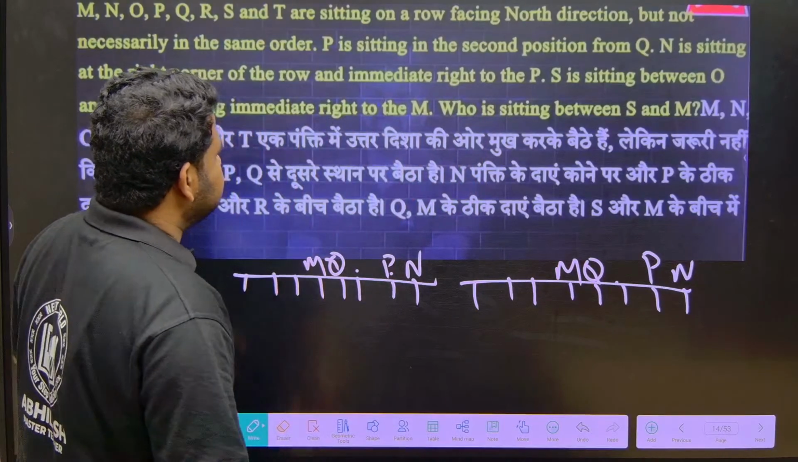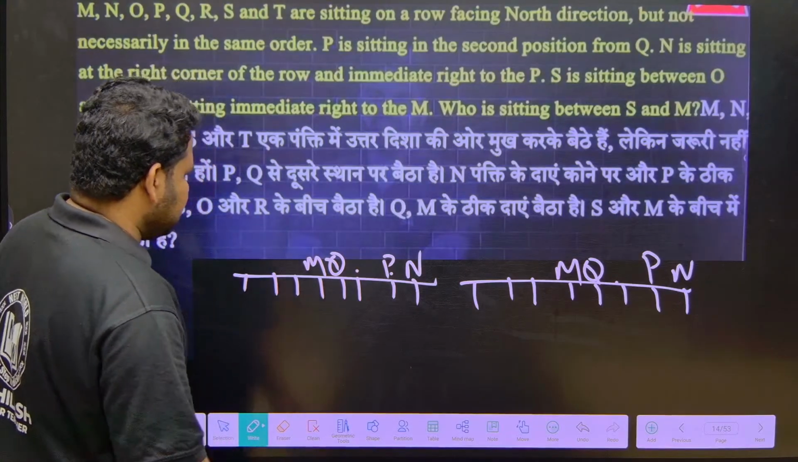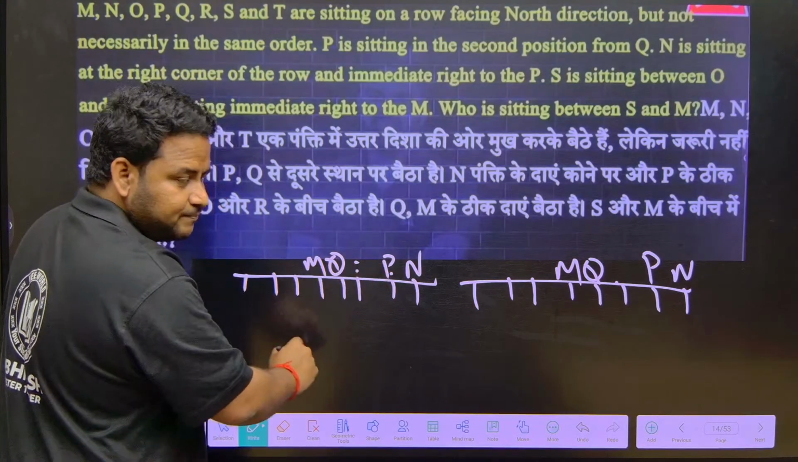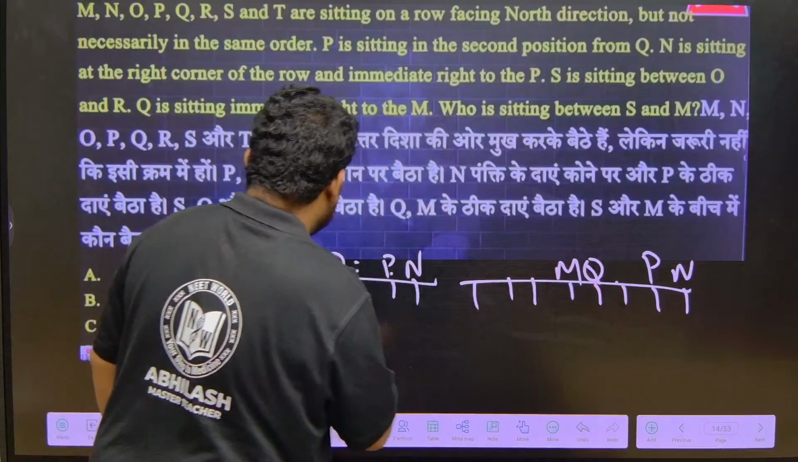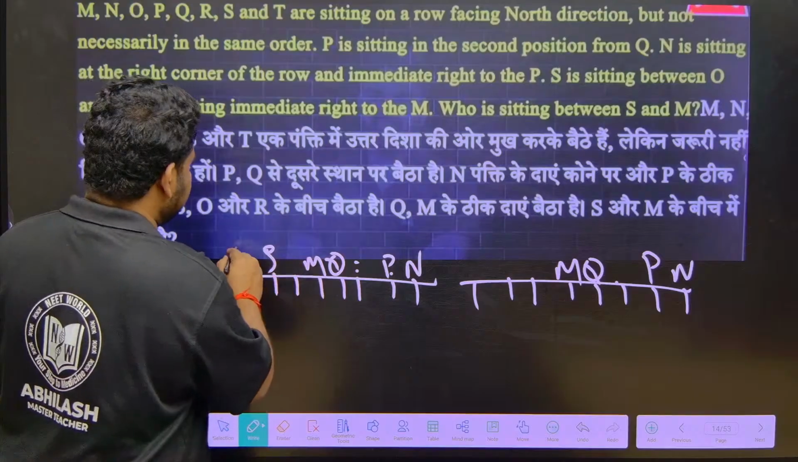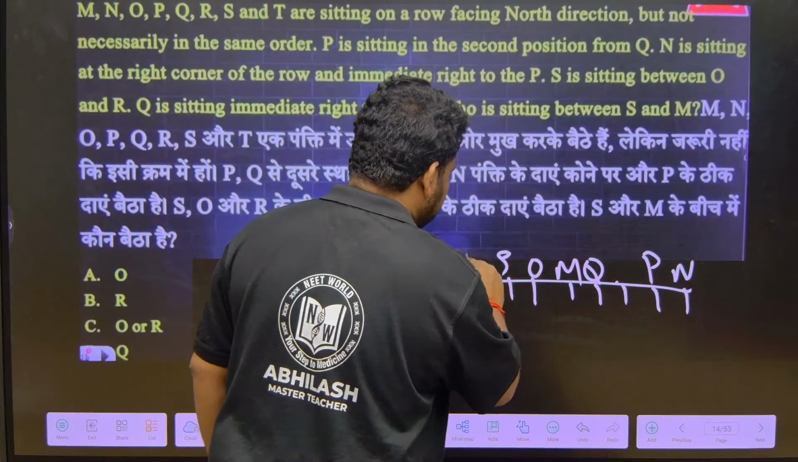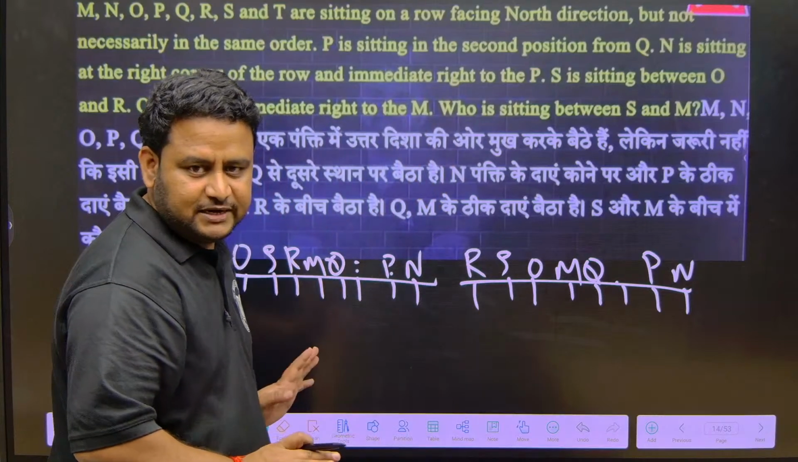Okay. S is sitting between O and R. If I write S here, O and R cannot come. So S is sitting between O and R means I should write O here, R here, or I should write R here, O here. There are two possibilities. Got it?